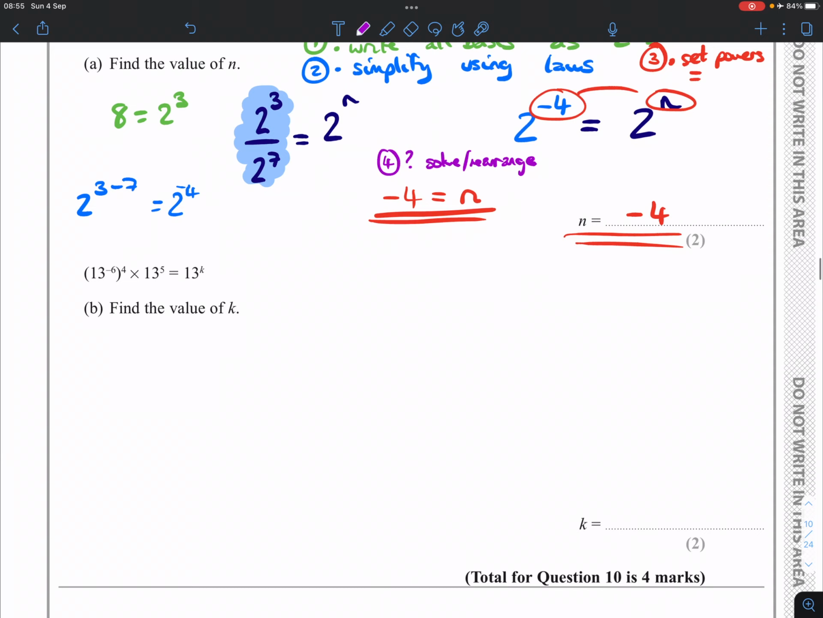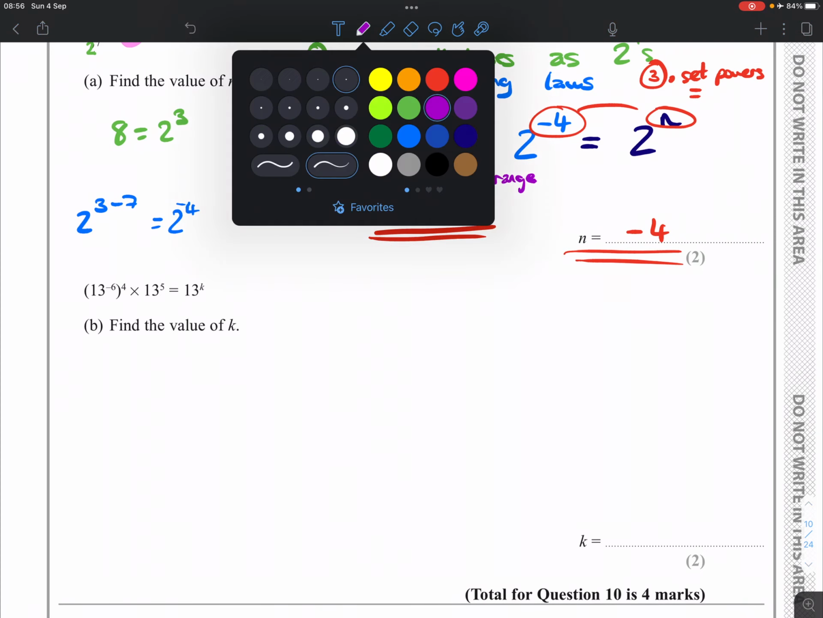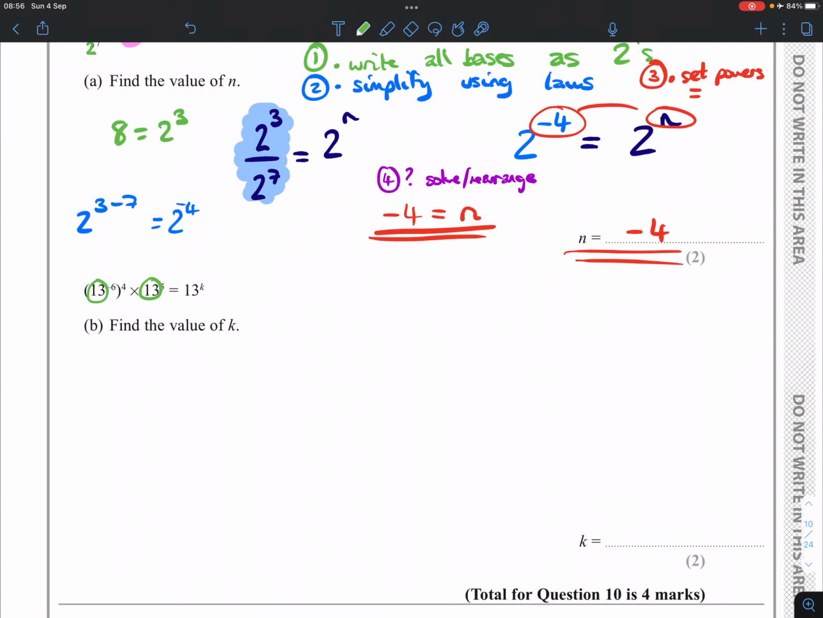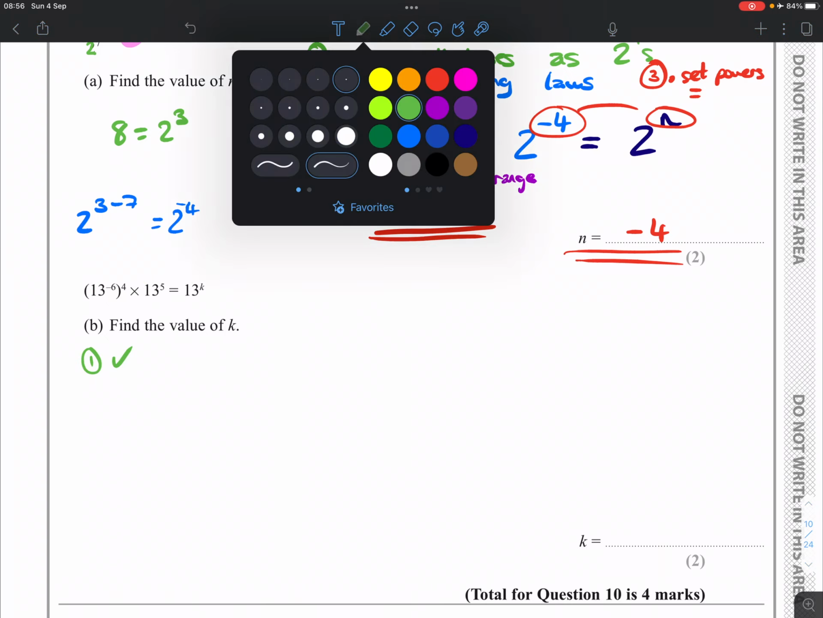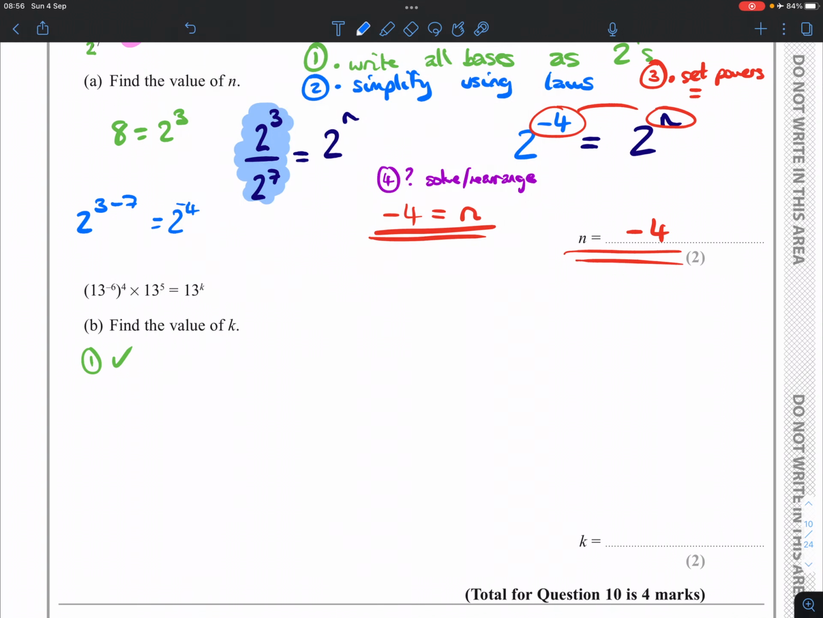Part b, we have here another equation where our letter is in the power. So effectively we have the exact same thing here. Writing all the bases as the same number, well, we have 13s all over the place. There's nothing else that can be done with that. In other words, they're already the same number. So we're good to go on that. For the first step, we didn't have to do anything. It was already done.